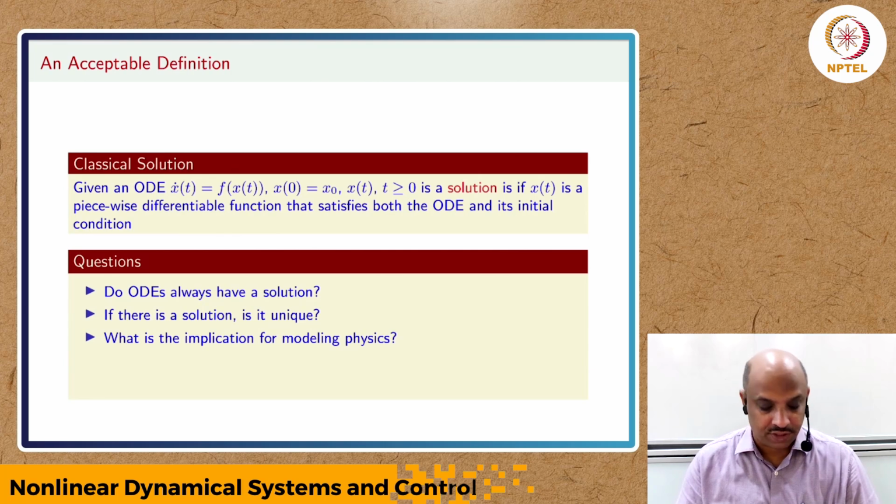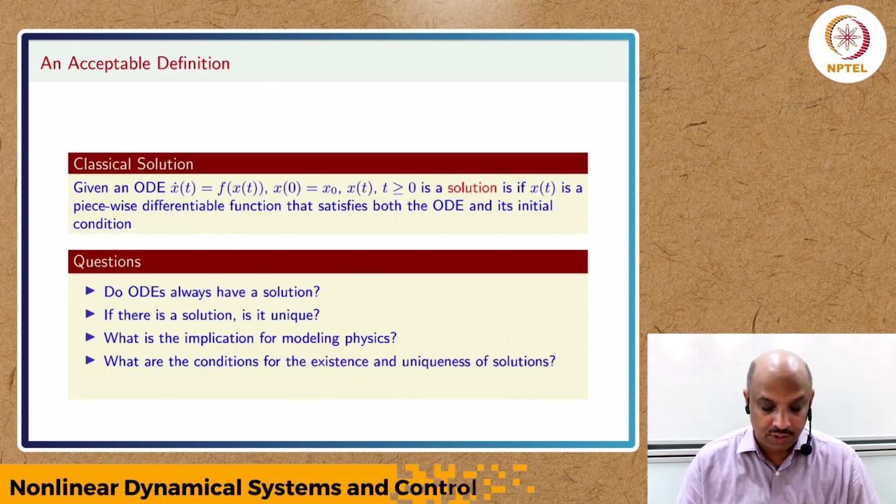Of course, what does it mean to all the physics that we are trying to model? What does it mean if the solution doesn't exist, if it is not unique, and so on and so forth? What does it mean to the physics of the problem? And if we know there exists a solution and it is unique, are there any general conditions that we can derive in terms of the functions of the ODE or the initial condition perhaps that guarantee certain things about existence and uniqueness?